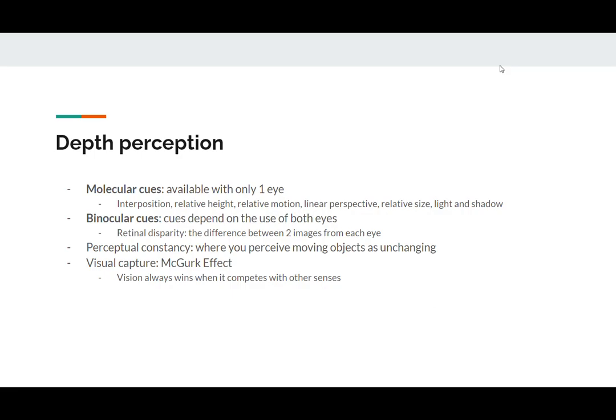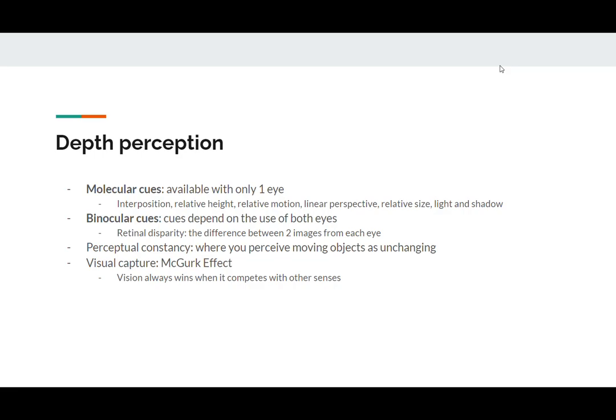Okay, let's come back. The second type is binocular cues, and in contrast to monocular, as the name indicates, binocular cues depend on the use of both eyes. There are a lot of examples of how we have different views of the world. The main binocular cue we really need to know is retinal disparity, which is the difference between the two images from each eye.